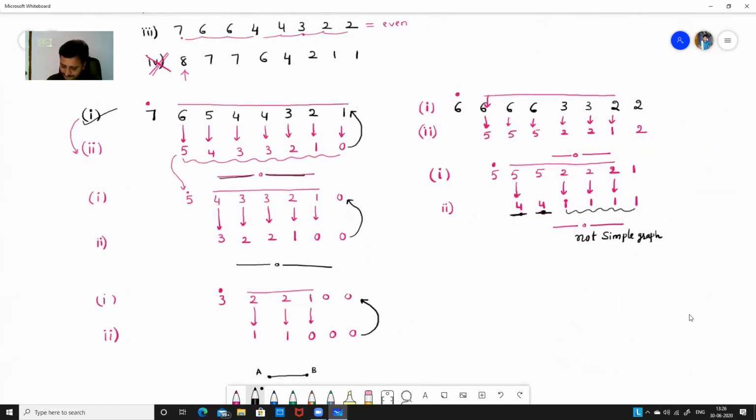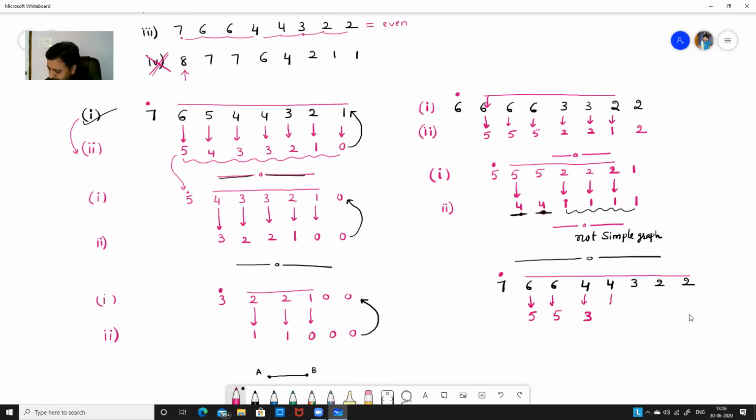Third one, which is equal to 7, 6, 6, 4, 4, 3, 2, 2. Can you quickly apply the Havel result? The first value is 7, which means from the next 7 values you have to subtract 1. So 6 minus 1 is 5. 6 minus 1, 5. 4 minus 1, 3. 4 minus 1, 3. 3 minus 1, 2. 2 minus 1, 1. 2 minus 1, 1.